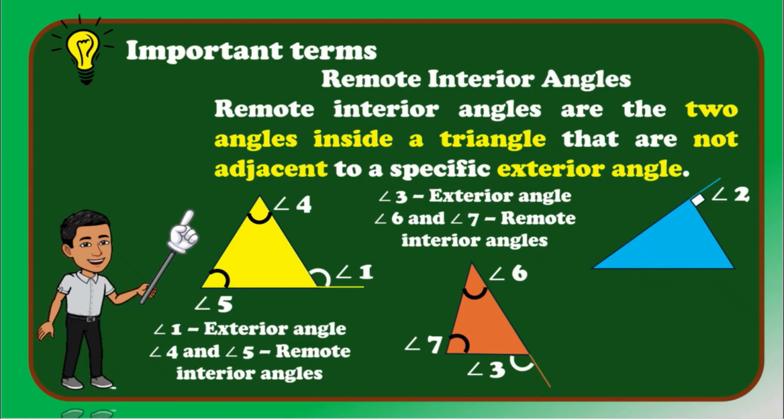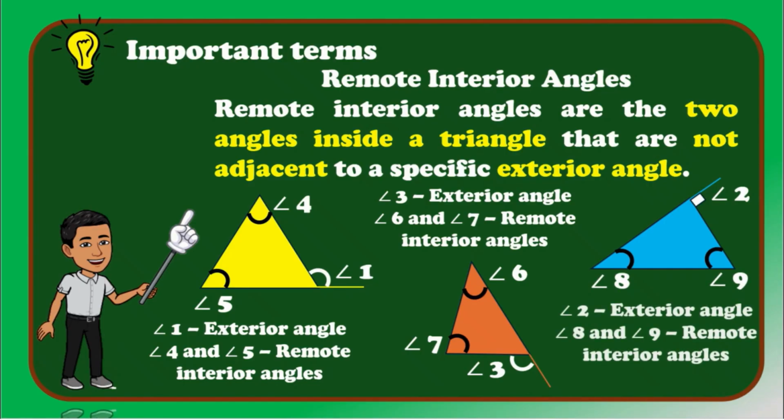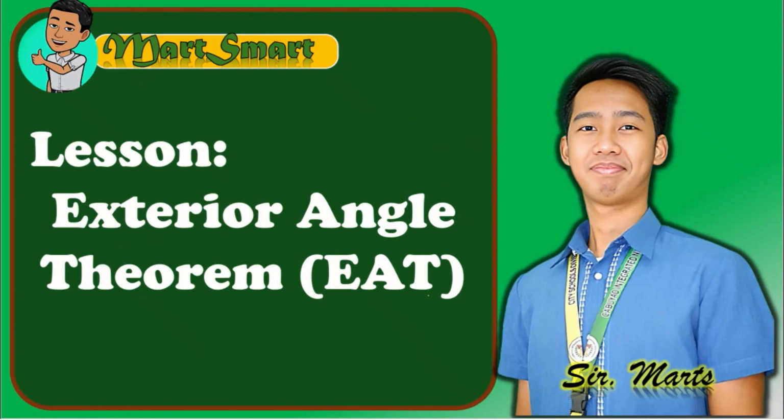And lastly, the blue triangle with angle 2 as its exterior angle. Obviously, we have the two remaining angles that are located inside and not adjacent to it, and let's label them as angle 8 and angle 9. So therefore, angle 2 is the exterior angle, and angles 8 and 9 are the remote interior angles. So now that we have recalled the important terms, let's proceed to the exterior angle theorem.